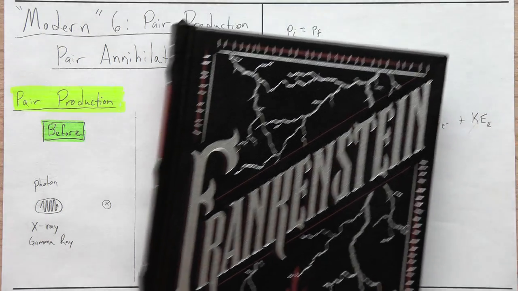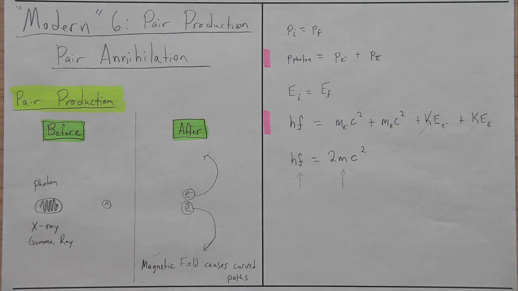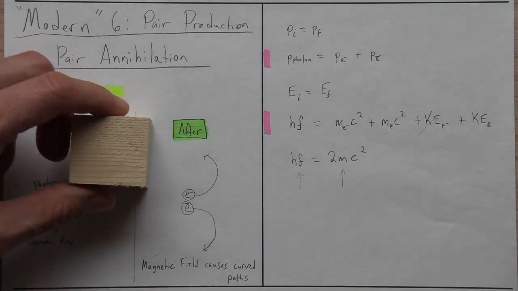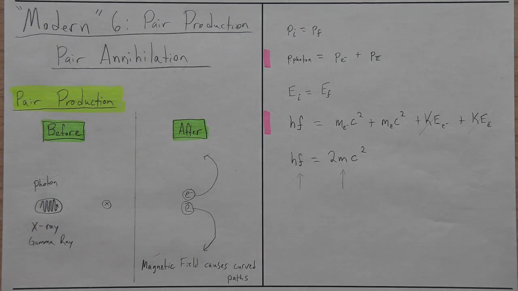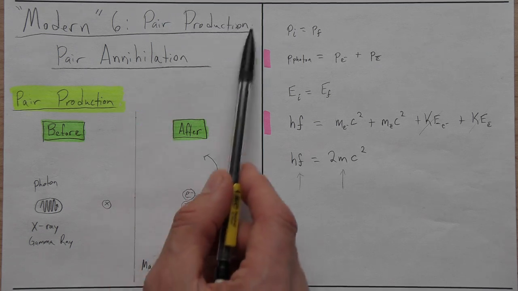This really happens. It happens in experiments. Obviously, we don't make Frankenstein, but we just make these little particles and antiparticles, all from energy. You're making matter appear out of nothing, and again, it's almost like a magical effect. All right, so that's pair production.